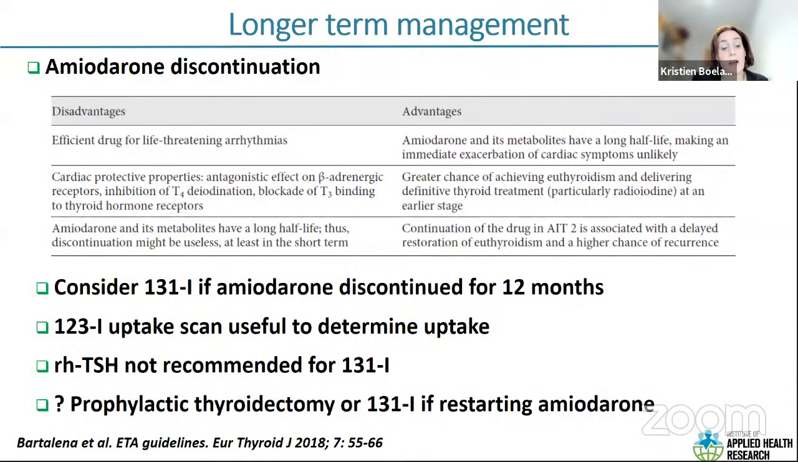What I usually do is I liaise with the cardiologist. I must say in most cases, they feel that amiodarone cannot be discontinued, and we continue it, but treat the patient according to the type of amiodarone-induced thyrotoxicosis they have.